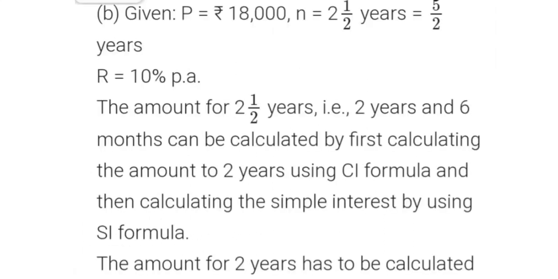Here principal is given 18,000, then time is given 2 whole 1/2 years and rate of interest is given 10% per annum compounded annually. So you can see here the time period is given 2 whole 1/2 years, means 2.5 years. So that is 2 years and 6 months. So this can be calculated by first calculating the amount to 2 years using CI formula, and then calculating the simple interest by using SI formula. The amount for 2 years has to be calculated.